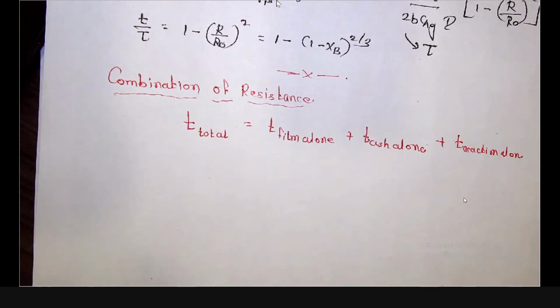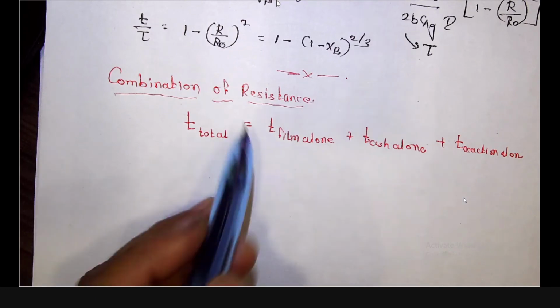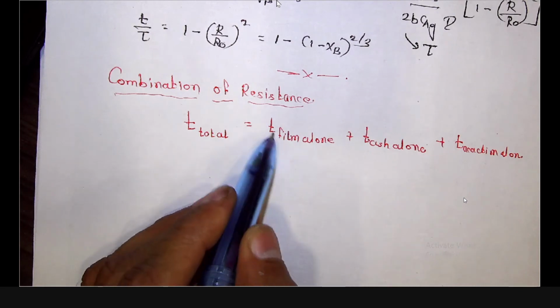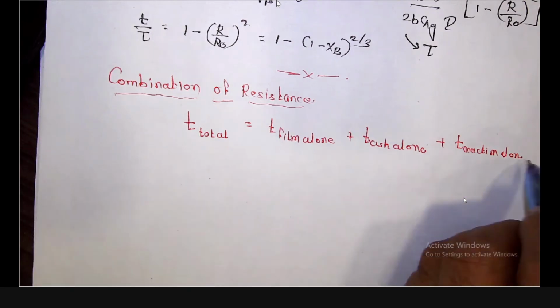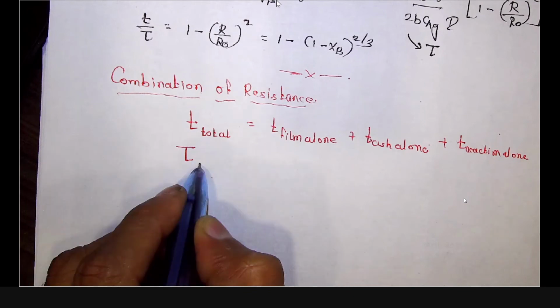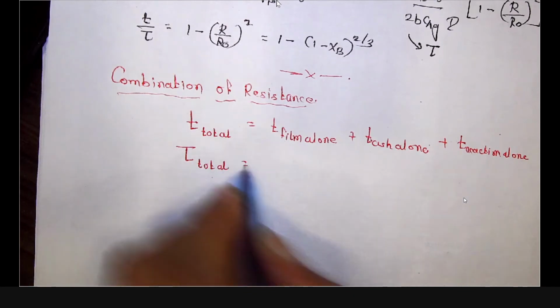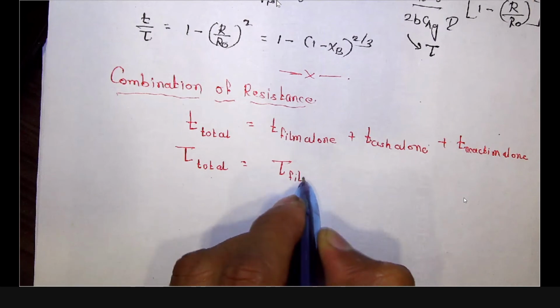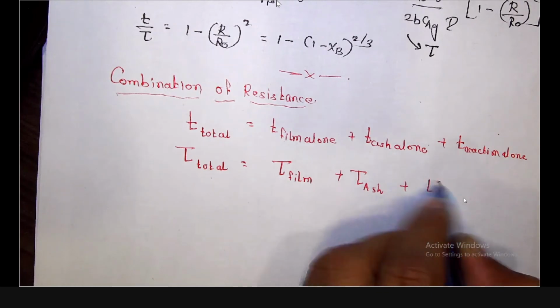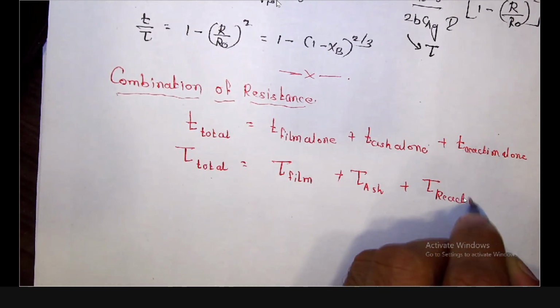So generally for design purposes, we say only one step is controlling. But generally all these resistances act simultaneously and we can take them as being in series. So T total, the total time requirement, will be the summation of the times calculated through film alone, ash alone or reaction alone. In a similar way, the time for total conversion will be T film alone plus ash plus reaction. Okay.